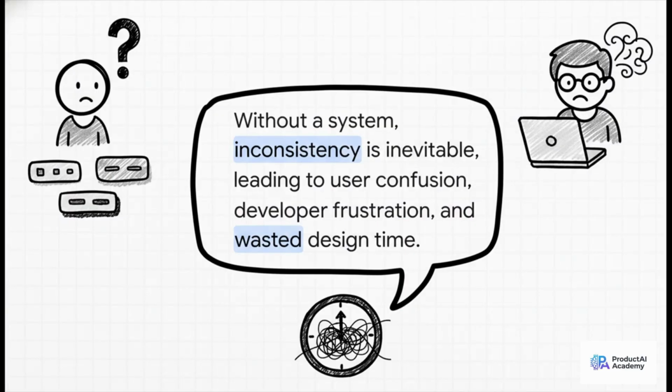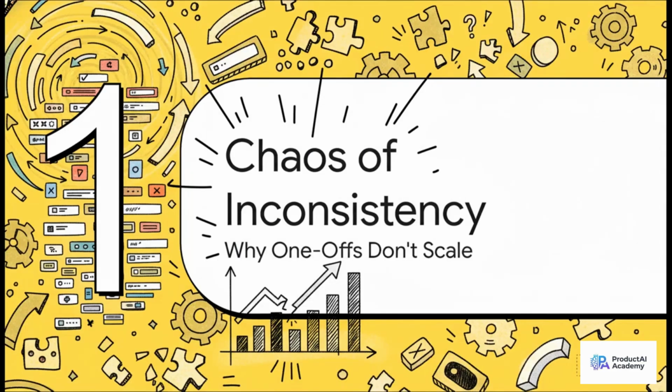And look, this isn't just about being neat and tidy. This kind of chaos has real-world consequences. Seriously, when one designer makes a button that's 45 pixels high and another one makes it 44 pixels high, the user feels that inconsistency. It creates confusion. Your developers get totally frustrated because they're rebuilding the same thing over and over again. And you're wasting so many hours fixing tiny things that should have been right from the very start. So yeah, that brings us right to our first section, the chaos of inconsistency.